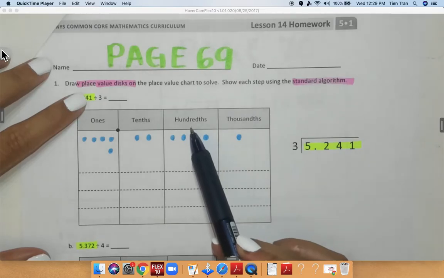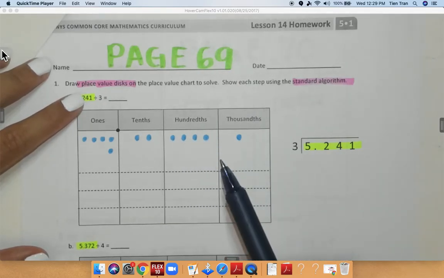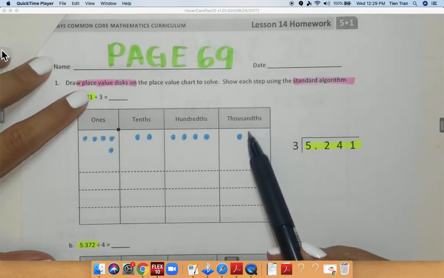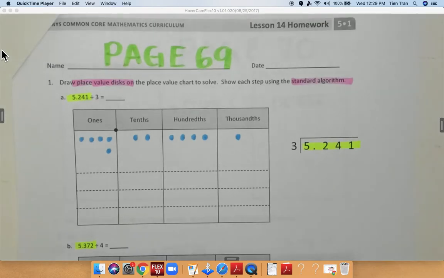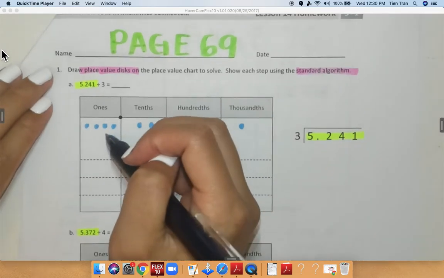For the hundreds place, we have 4. So I'm placing 1, 2, 3, 4 in the hundreds place. And in the last one, we have 1 in the thousands place. So I'm placing 1 in the thousands place. Now I'm looking at my place value chart and figuring out how to solve this equation by distributing all of these little disks.